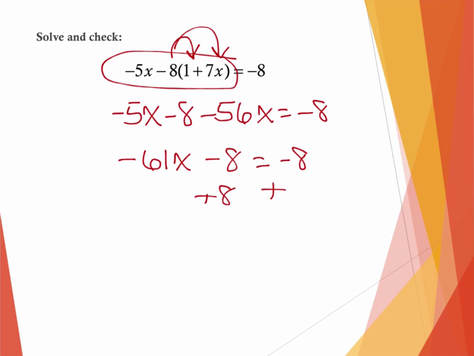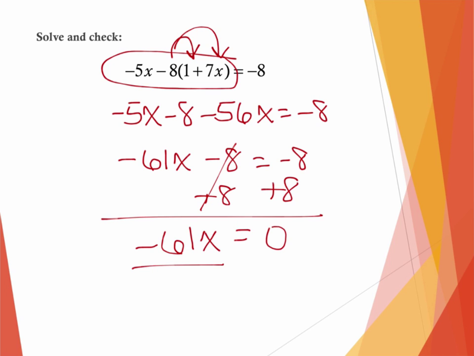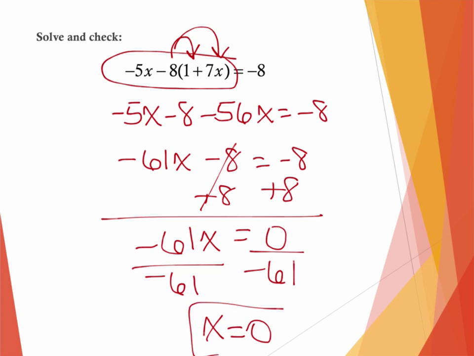Add 8 to both sides. Negative 61x is equal to 0. Divide each side by negative 61. X is equal to 0.